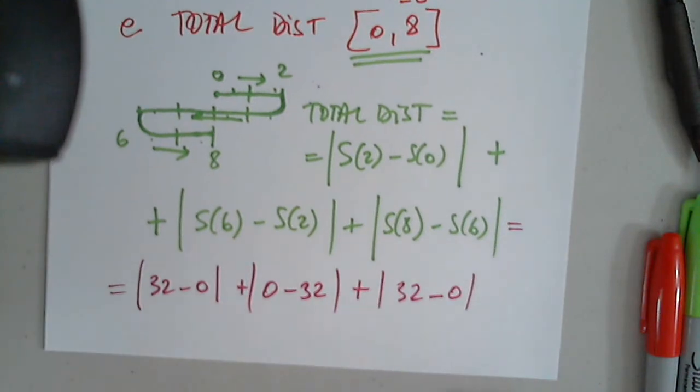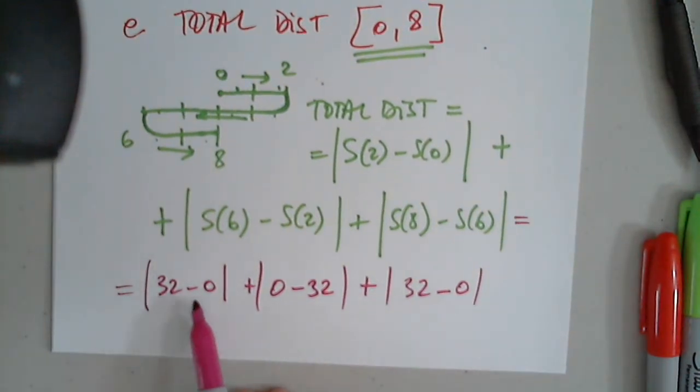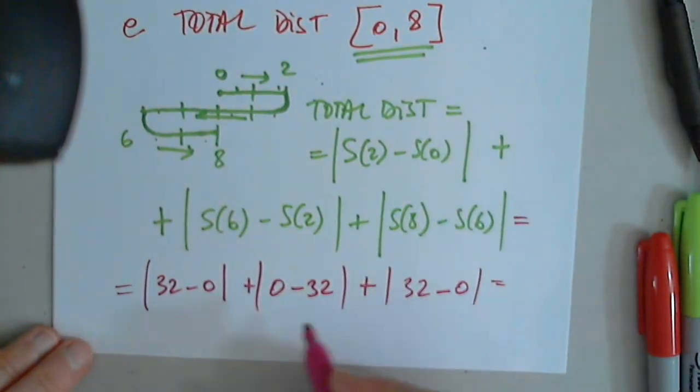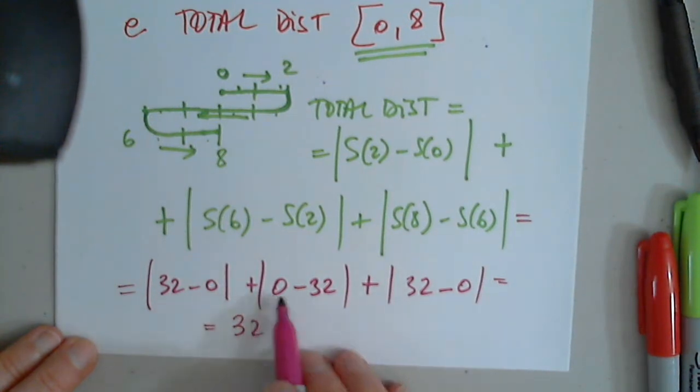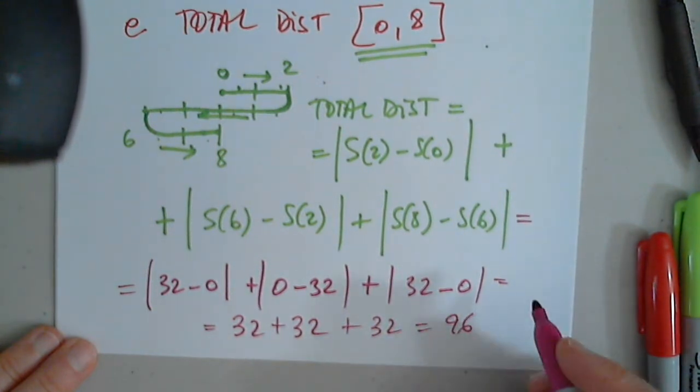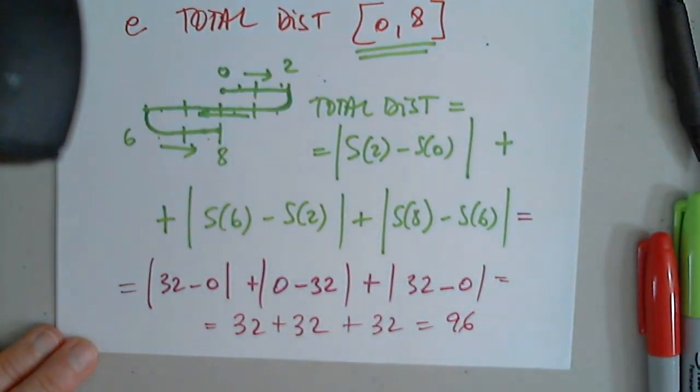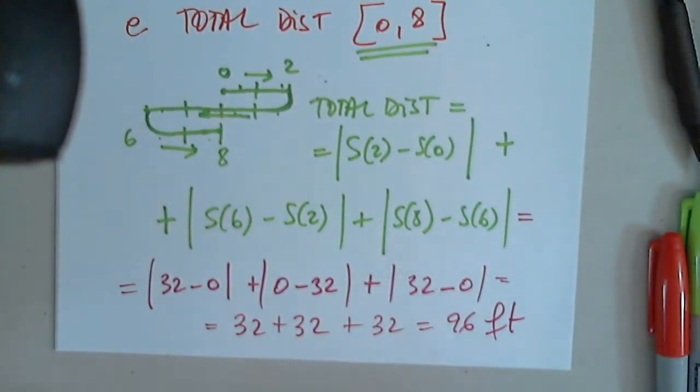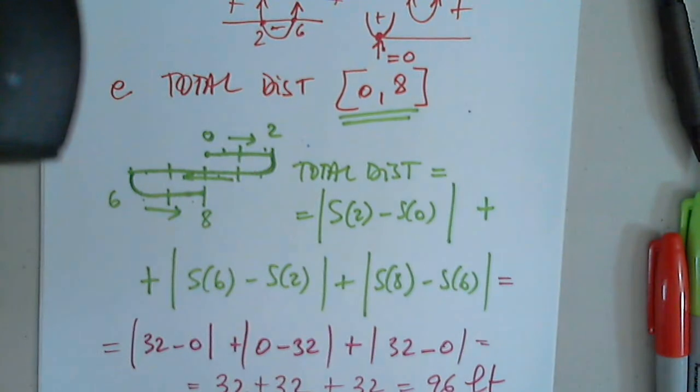So here's what I have. 32 minus 0 in absolute value is 32. 0 minus 32 in absolute value is 32. And again 32, so 96. Measurement unit. Perfect. Thank you very much. So this was the total distance, part E. Draw a diagram. We already drew the diagram. So the diagram is part F.